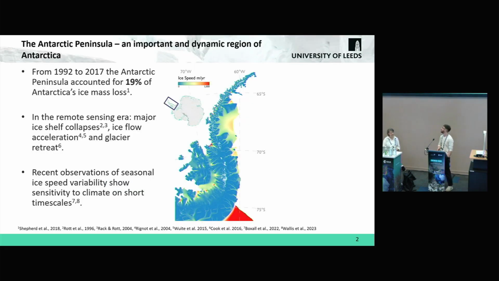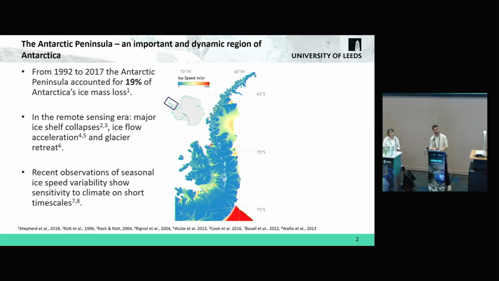So, as I said, this is from my PhD, which has basically been entirely studying the Antarctic Peninsula, which is this sticky out bit of Antarctica. So the peninsula is really interesting because it's got everything that makes glaciology interesting to me. So there's fast glaciers, there's ice shelves, there's two completely different oceans on either side.